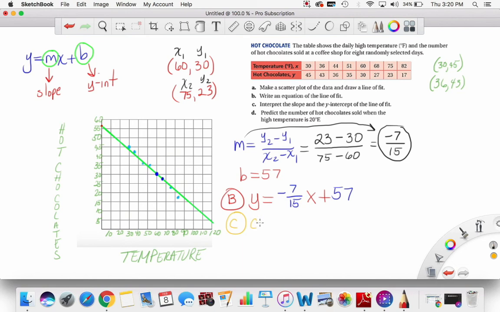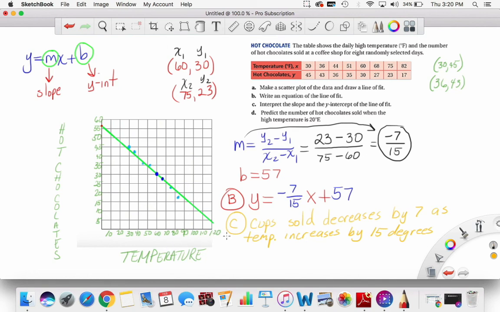the number of cups of hot chocolate sold decreases by 7 as the temperature increases by 15. So cups sold decreases by 7 as temp, I'm going to say temp instead of temperature, increases by 15 degrees. Okay? And as you can see here on the x-axis, as the temperature increases, the number of cups sold decreases. All right?